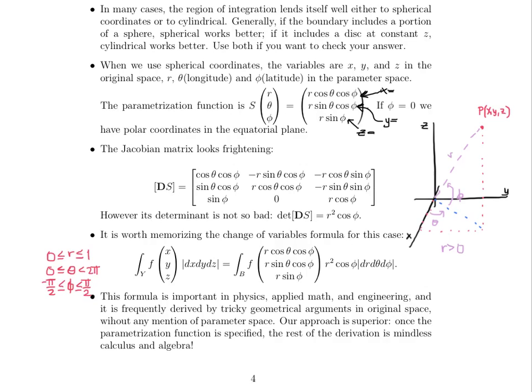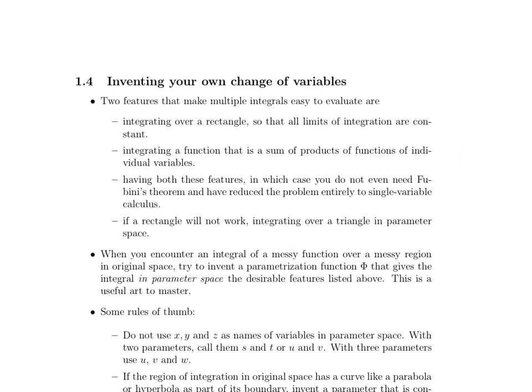And now I'm going to talk a little bit about how you make up your own coordinate system. What do you need to do? Alright, so inventing your own change of variable may be a little tricky, but it's always good to remind yourself why we want to change variables in the first place. Maybe instead of integrating over a region that's super complicated, we want to integrate over a rectangle. We want to switch everything into constant bounds. Maybe we want to integrate a function that's particularly difficult, and if we switch our variables, we would be able to exploit the fact that integrating a function that's a sum of products of functions of individual variables is much easier.